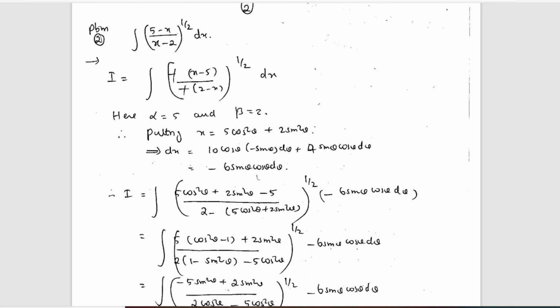It is 2 cos theta, and the differentiation of cos theta is minus sin theta. So you'll get 10 cos theta into minus sin theta d theta. Plus here we have 2 sin square theta, so plus 2 into what is the differentiation of sin square theta? Tell me, what is the differentiation of x square?